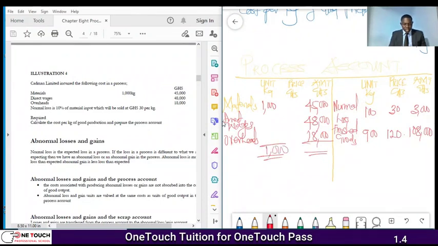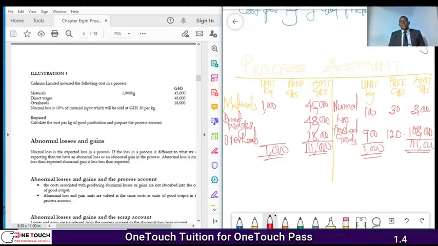$1,045 plus 48 plus 18. That gives us 111. 1,000. That gives us 111. Great. So this is how the account will look.